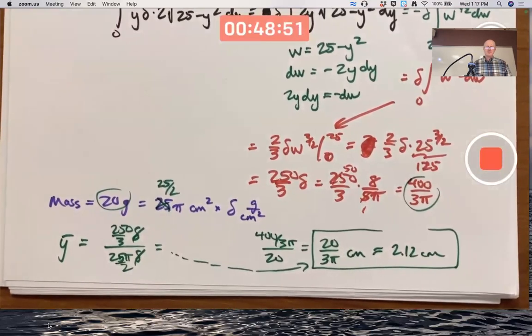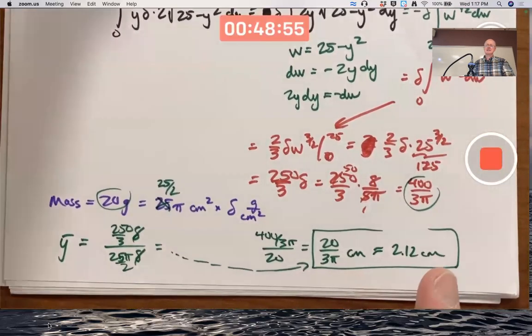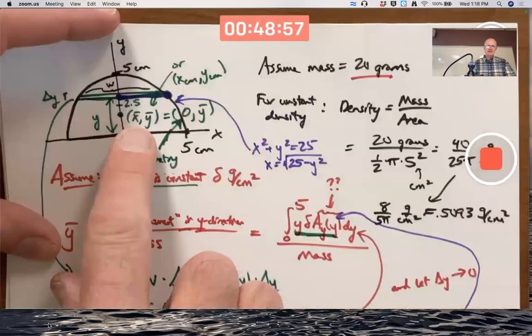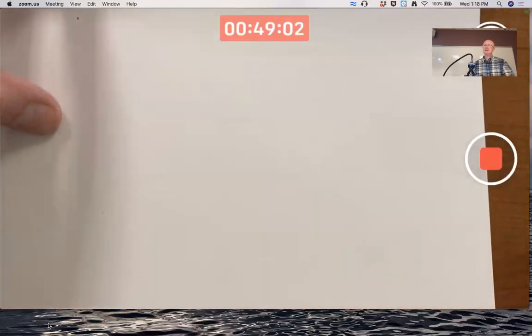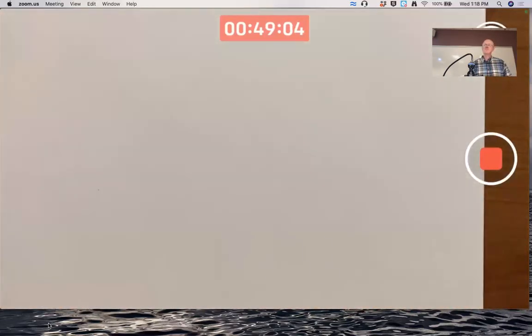All right, so that's the y coordinate of the center of mass. Yes, it's less than 2.5. Next problem to do is center of mass for a pyramid.